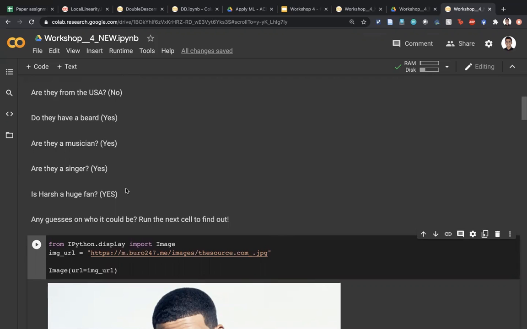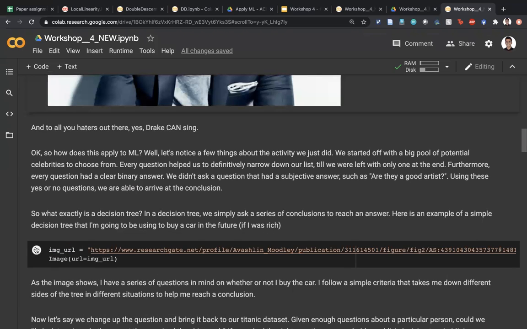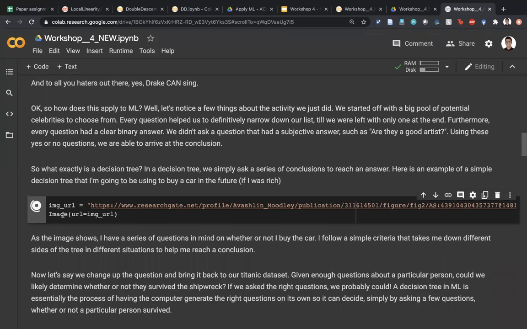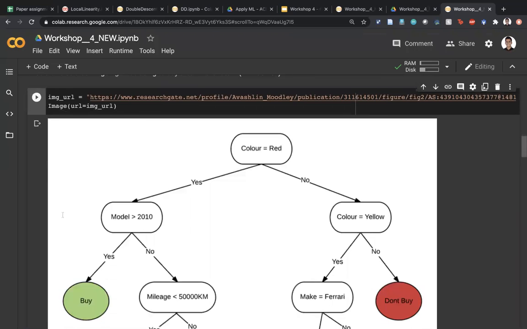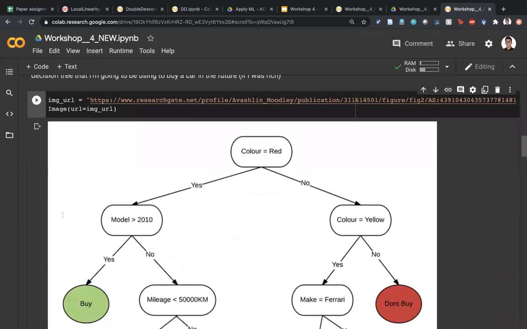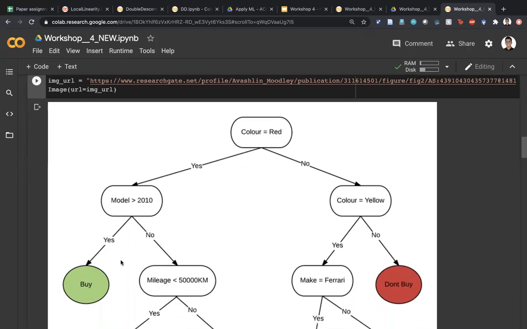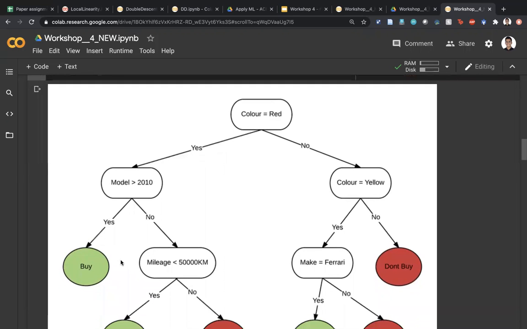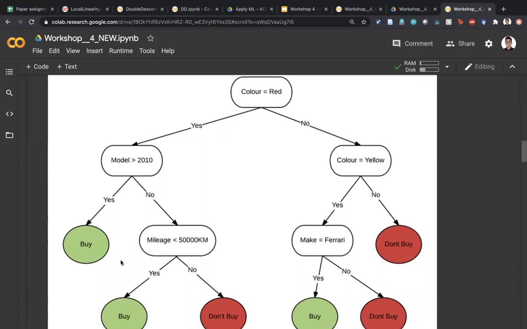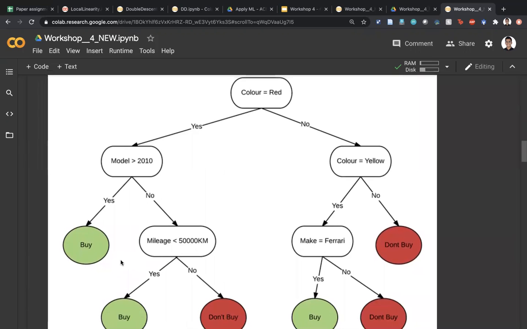So Varun, if you could run the next chunk of code for me, that should show a photo of what exactly a decision tree would look like. So let's say we have a decision tree that we are trying to use in order to buy some sort of car, right? This image shows you an example of what a decision tree like that would look like.